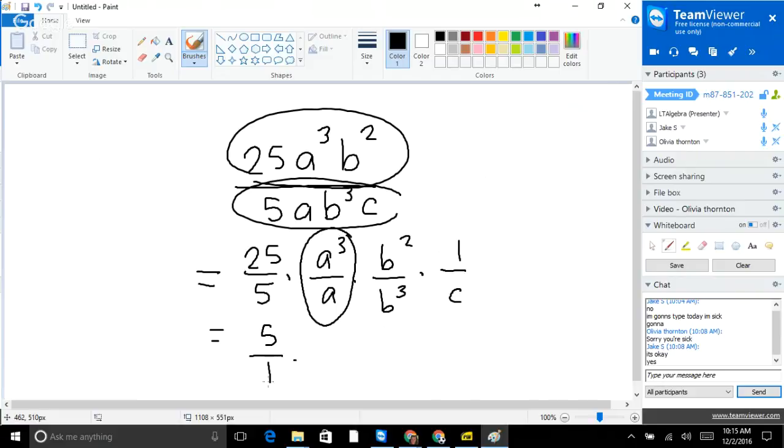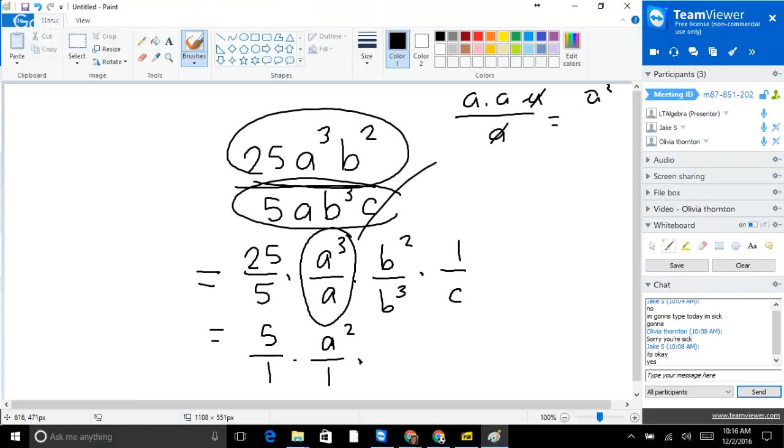So we'll just leave all of our fractions. So a cubed divided by a is just going to simplify as a squared over 1, because if you think about this, this is a times a times a divided by a. And then we cross out those two a's and we're left with a squared in the numerator.